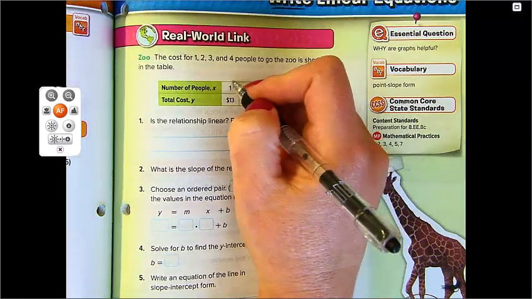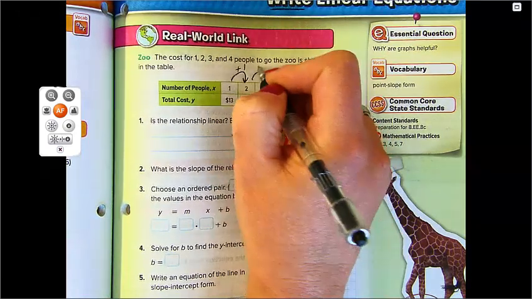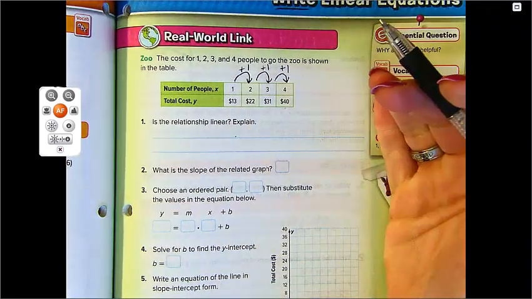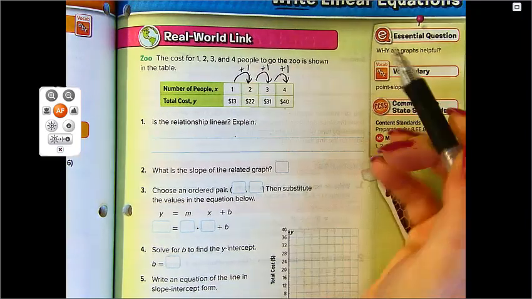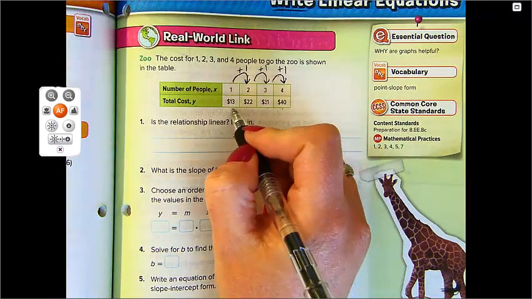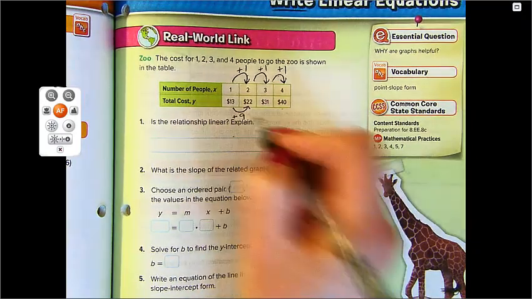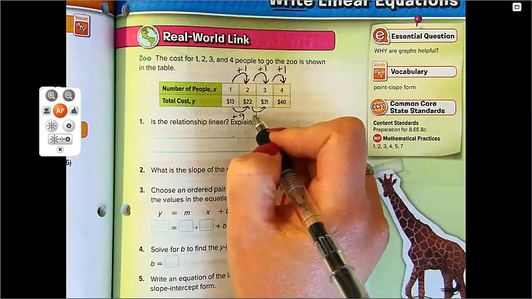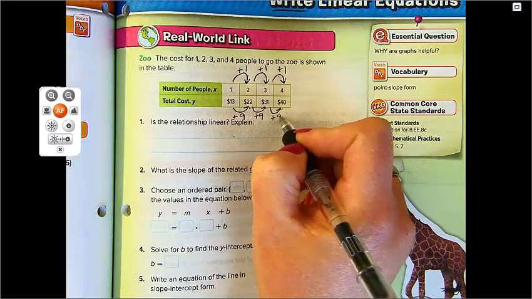Well, if I look at the x from 1 to 2, that goes up by 1. 2 to 3 goes up by 1, and 3 to 4 goes up by 1. So far, based on my x's alone, I do have a linear relationship because it goes up by 1 each time. Now let's look at my y's, and I want to see if it goes up by the same amount each time. Well, from 13 to 22, it goes up by 9. From 22 to 31, it goes up by 9. And from 31 to 40, it goes up by 9.